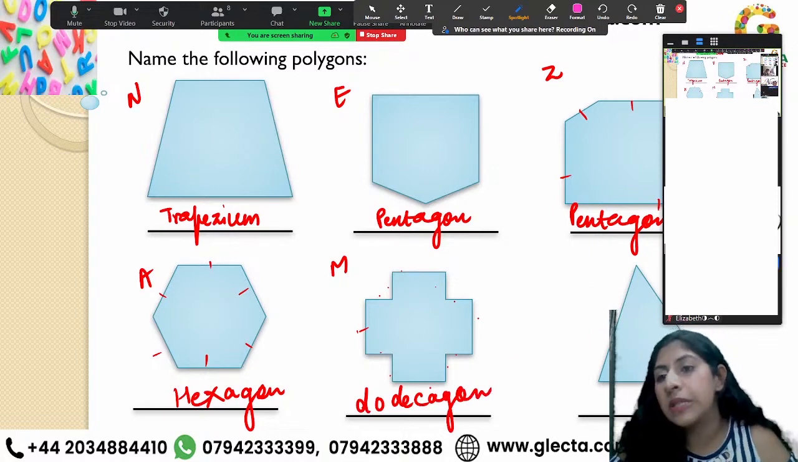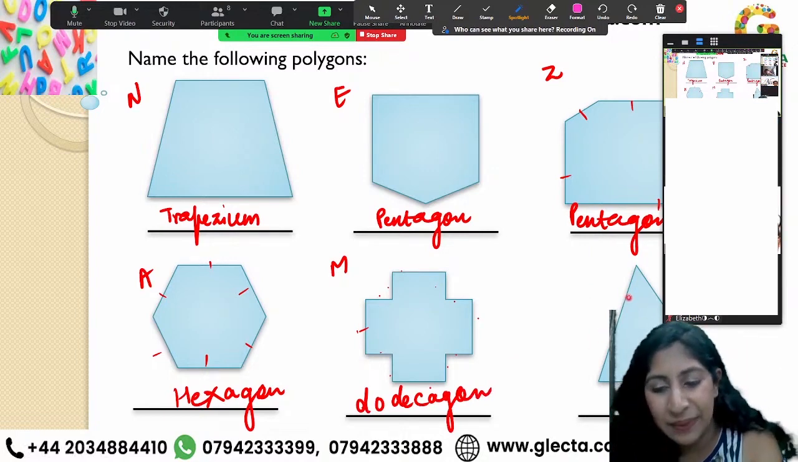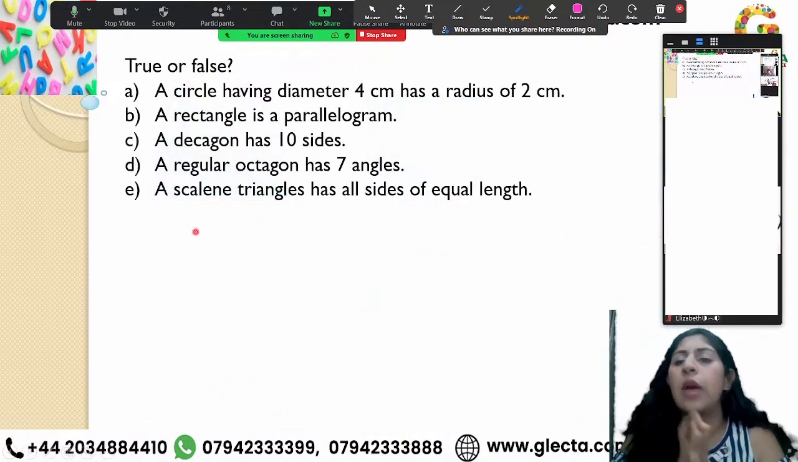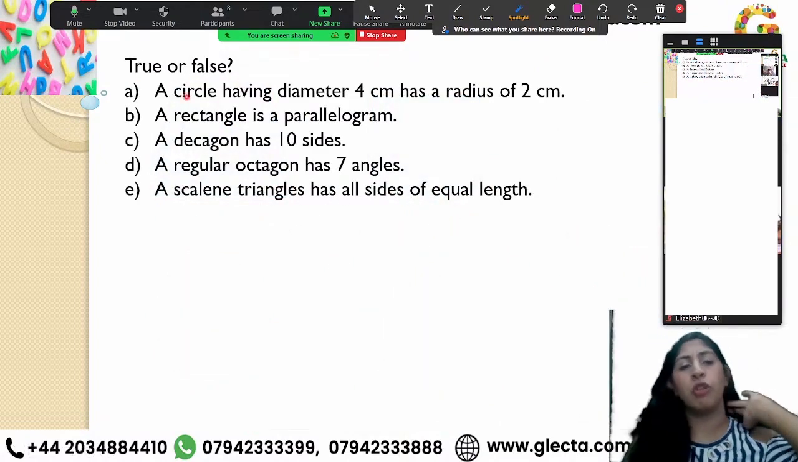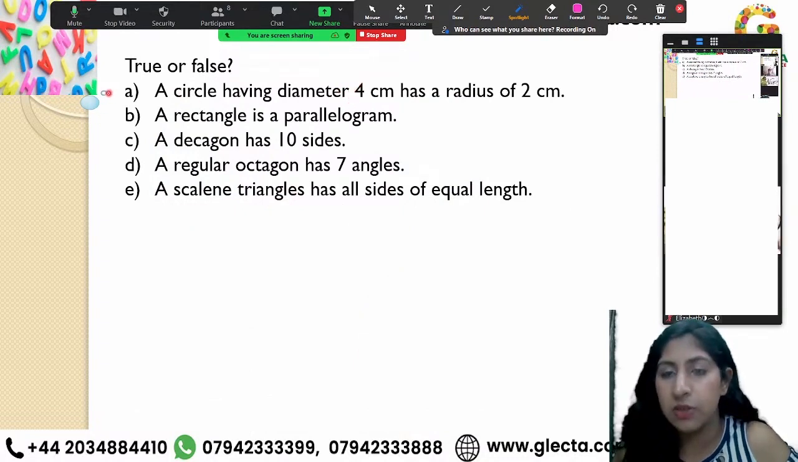All right, then last one is, come on, pretty easy, right? We don't have to do that one. This is a triangle that we have. Then coming to the next one. Now you guys are quickly going to tell me is it true or false. A circle having a diameter 4 centimeter has radius of 2 centimeters.